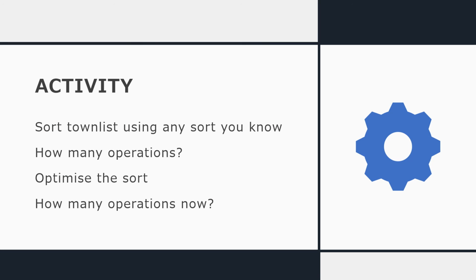So remember, if you're my student, we've got access to a big long list called town list, but any of you who are watching this, you can just create a big list of random numbers and sort it using any algorithm you know and count the number of operations. Then optimize it and count them again and see how this changes the number of operations that are required. You should see a significant improvement.